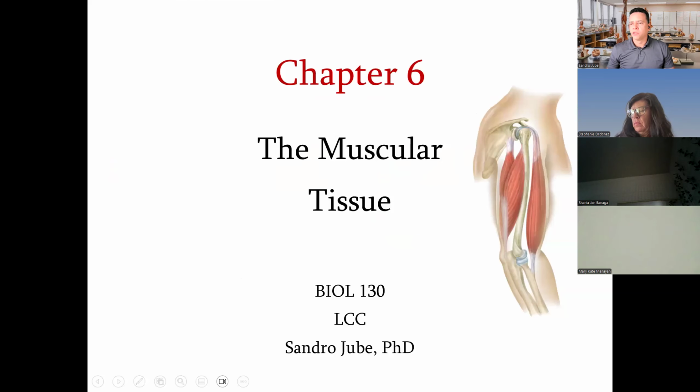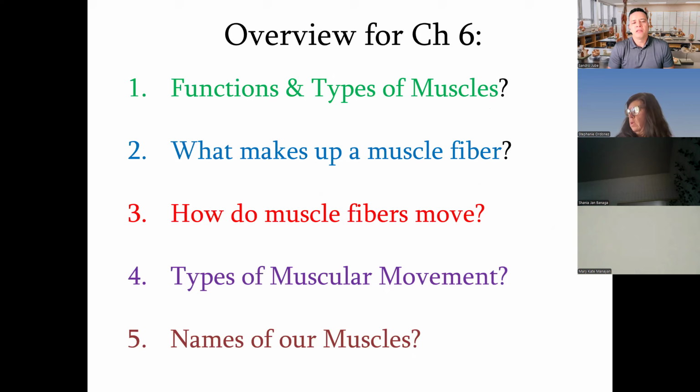All right, guys. So chapter 5 was all about the skeletal system. Chapter 6 is about the muscular tissue. And we all know that we have three different types of muscular tissue, but we're going to focus mainly on the skeletal muscle only. Okay? We know that we have skeletal, cardiac, and smooth. So we're going to talk about the functions and types of muscle. So we're going to start with the physiology first.